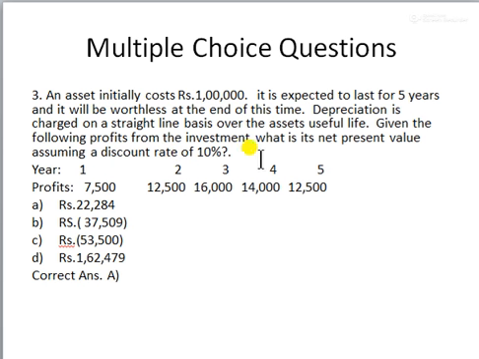The profits for 5 years are given. Out of four options, the right answer is A, that is 22,284. You can do the solution by using a formula, and then you finally get this answer.